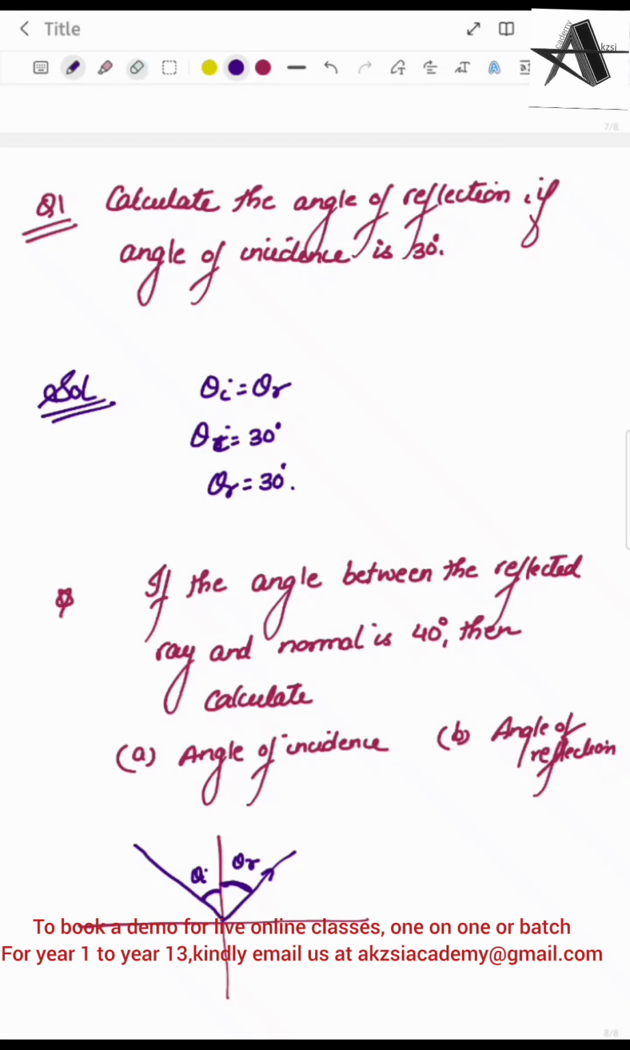So if theta R is equal to 40 degrees, that means the angle of incidence will also be equal to 40 degrees. So for A, theta I is equal to 40 degrees and theta R is also equal to 40 degrees. Let me see the next question.